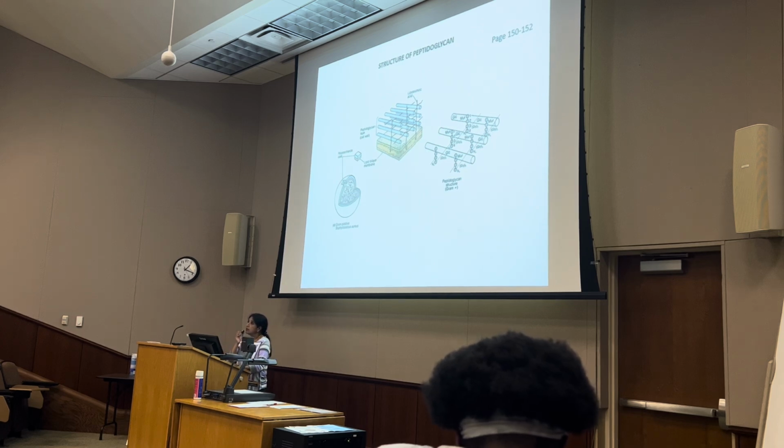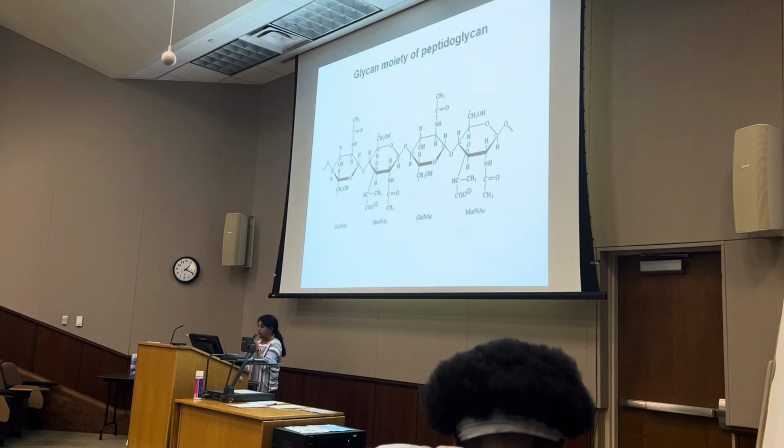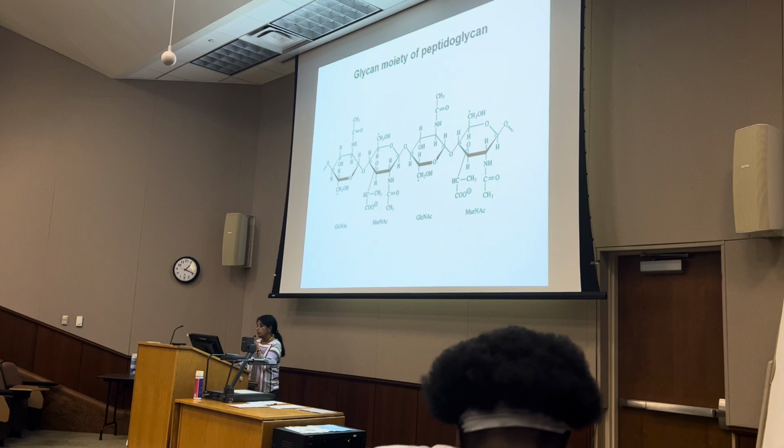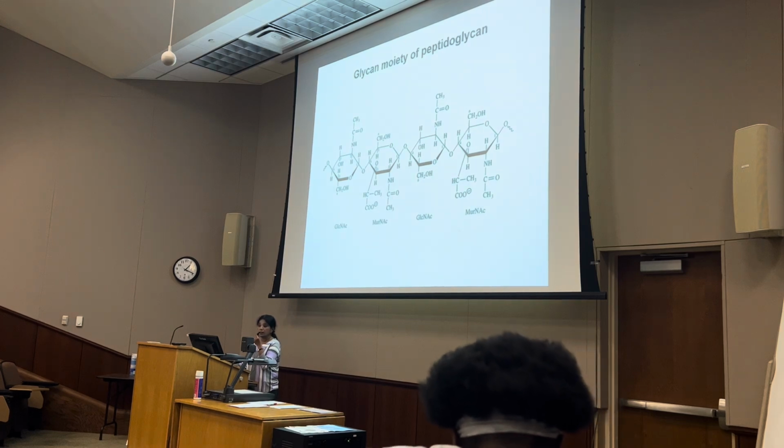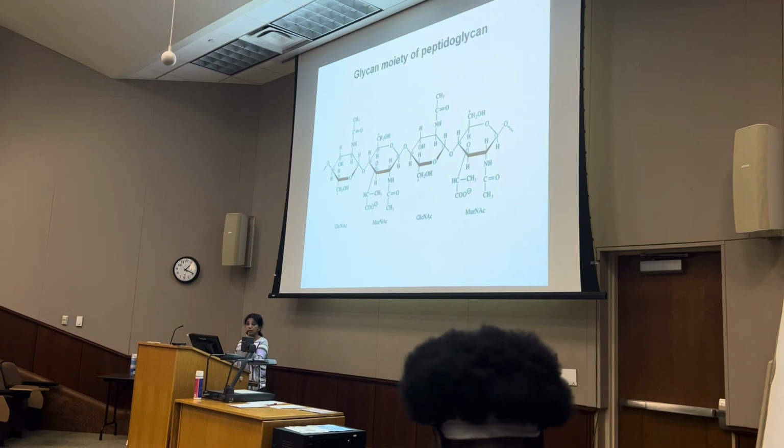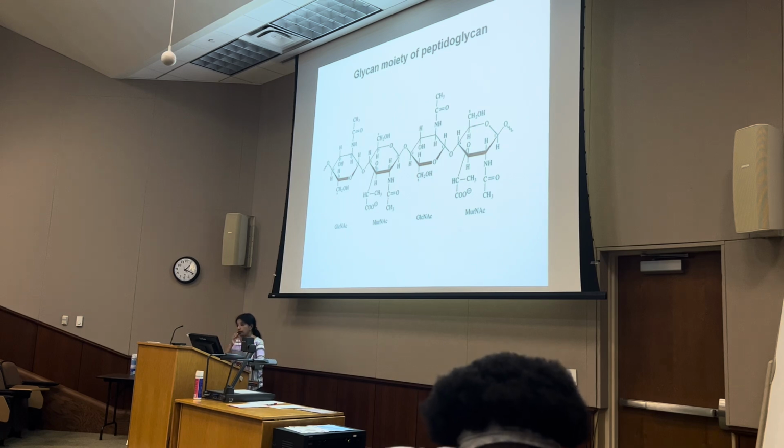So the name says it, right? The peptidoglycan has peptides, which means it has amino acids, and it has a glycan, which means it has carbohydrate groups. So it's a combination of amino acids and carbohydrates that make up the cell wall structure. The names are not important, so don't memorize these, but these are the sugars. They alternate between N-acetylglucosamine and N-acetylmuramic acid. So these are the different types of sugars that are part of the cell wall.